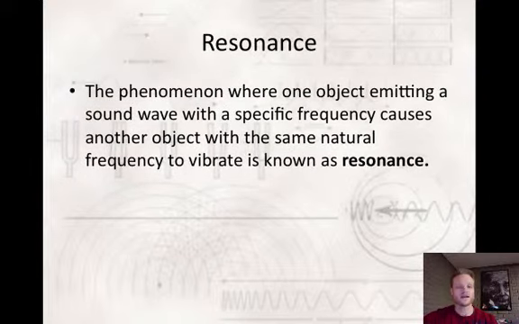Resonance is basically a phenomenon where an object emitting a sound wave with a specific frequency will cause another object with the same natural frequency to also vibrate, and this is known as resonance. Basically, if you're able to sing a note that's high enough, like typically an opera singer, this is the example they use for resonance, an opera singer can sing a certain note and it'll cause glass to shatter in the room, and basically that frequency at which she is singing is the same natural frequency as the crystal or the glass or whatever, and it causes it to start to vibrate and eventually break.